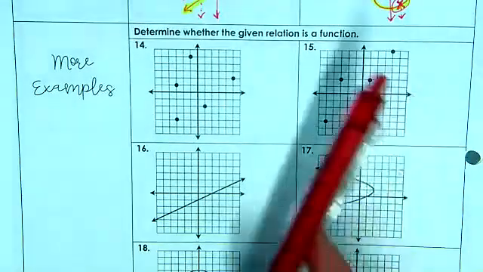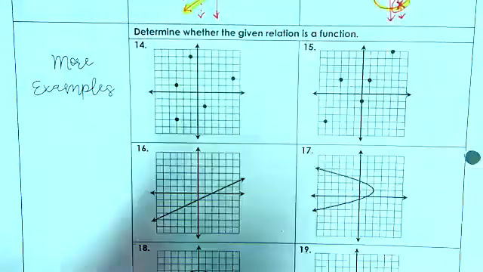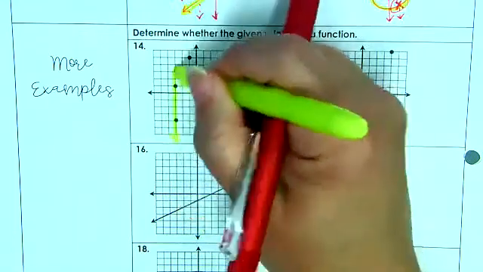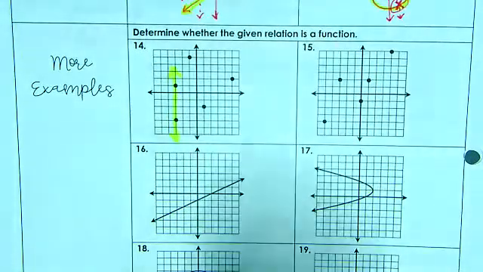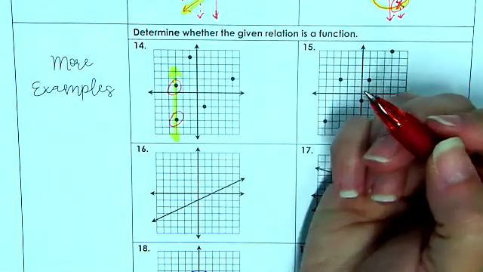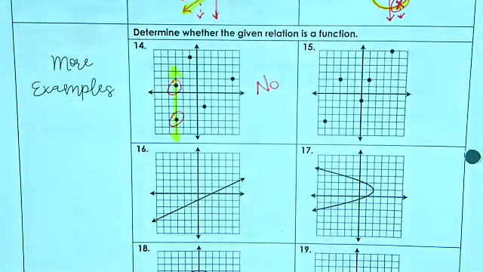So if I'm looking at 14 and I look at my graph, take my highlighter and just kind of look, oh, I will notice that right here on this one, it is crossing twice. Here and here, it crossed twice. I don't need to go any further in checking because I already know that it does not pass. It is not a function.